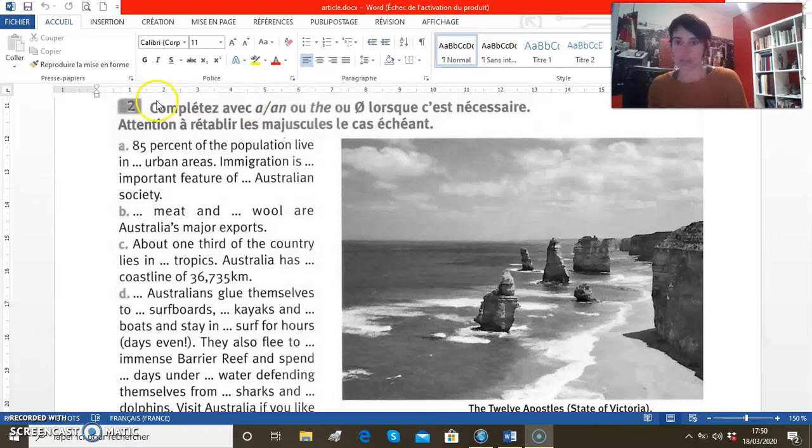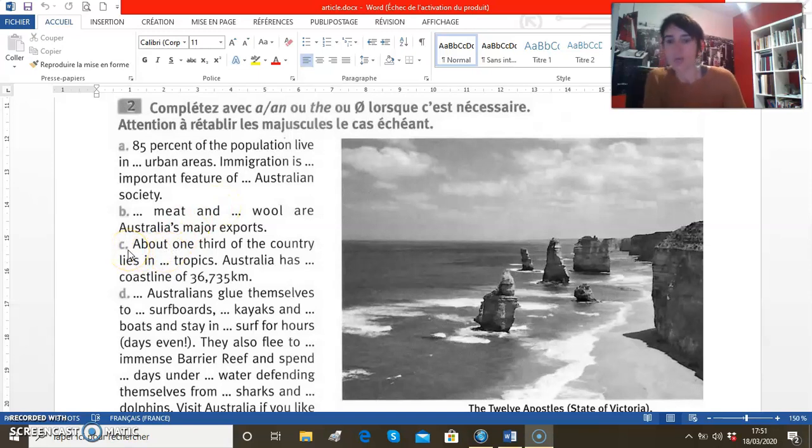So if we start, so A. 85% of the population live in urban areas. So here we've got the case of a general concept with the use of the plural. Immigration is an important feature of the Australian society. B. Meat and wool. So here we talk about meat and wool in general, which are two kinds of material that can't be counted, that can't be separated. So meat and wool are Australia's major exports.